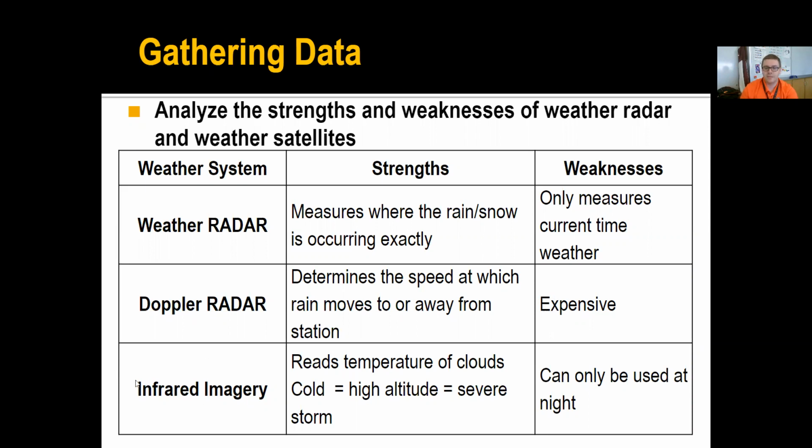The last one that we're going to talk about, infrared imagery, its strength is that it measures the temperature of clouds at high altitudes. So it can show us cold temperatures, it can show us where the warm temperatures are, and then we can use that temperature indicator to know how severe of a storm we're dealing with. The issue with infrared is that it can only really be imaged at nighttime to get a really good idea of what's going on, because in the daytime there's too much heating of the Earth's surface from the sun that it could start to skew some of these weather maps.